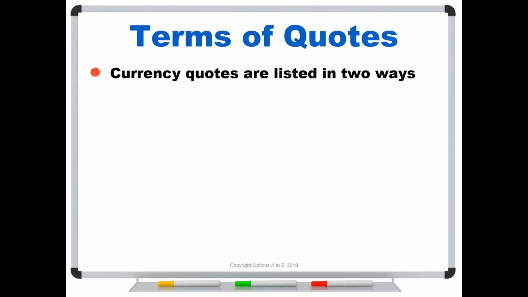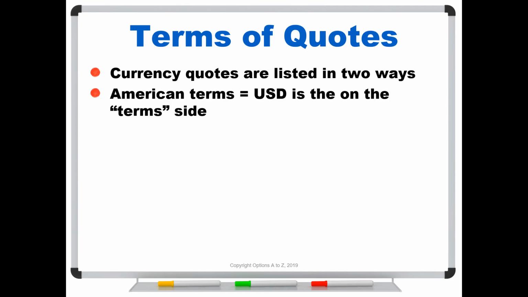Now, currency quotes are listed in one of two ways, and these are sometimes called the terms of the quotes. If the quote is in American terms, the US dollar is on the terms side. In other words, it's on the right-hand side. And again, that's sometimes why it's called the terms currency.